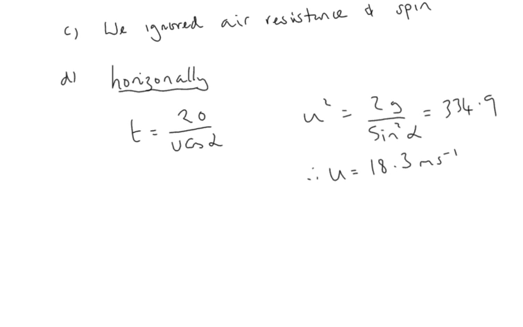And if we substitute that back into the equation that we've just got from here, so substituting that back into there, t is equal to 20 divided by 18.3 cos alpha, which is 1.13.